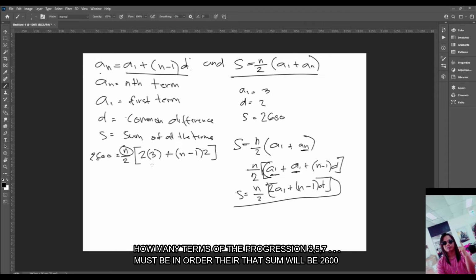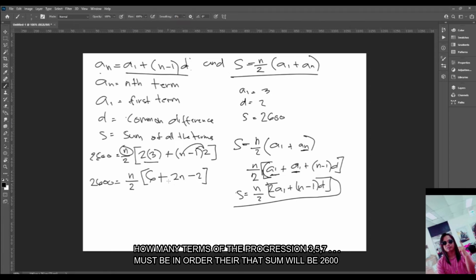Okay, let's start here. So this is going to be 6 plus 2n minus 2, because you multiply the 2 by the n minus 1, one by one. Distribute the 2. Then close the bracket, n over 2 equals 2600.